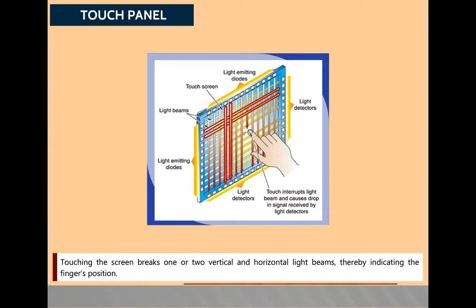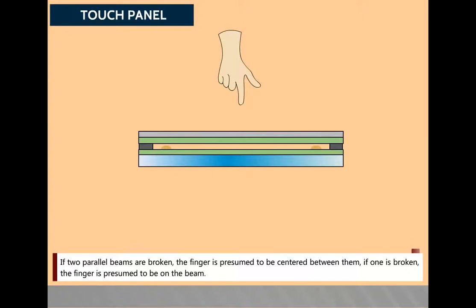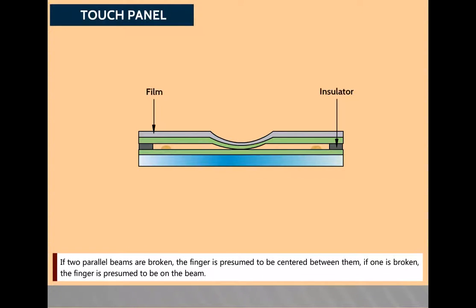Touching the screen breaks one or two vertical and horizontal light beams, thereby indicating the finger's position. If two parallel beams are broken, the finger is presumed to be centered between them. If one is broken, the finger is presumed to be on the beam.